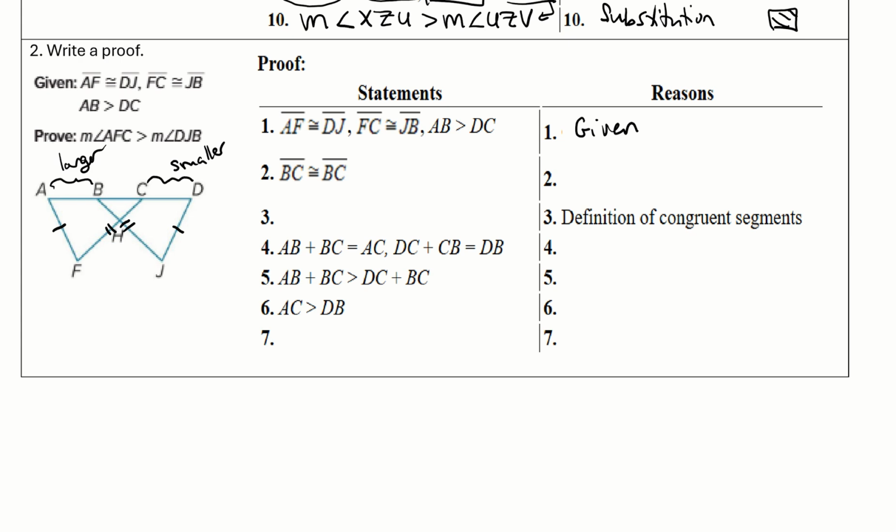Now BC is congruent to BC. Notice that these two triangles that you see, right? This triangle and this triangle, they share BC, right? So we can say BC is congruent to itself by reflexive property. So 1, 2, 3. It's congruent to itself by reflexive property of congruence. All right, and then if it's congruent, then it must be equal, right? By definition of congruent segments.